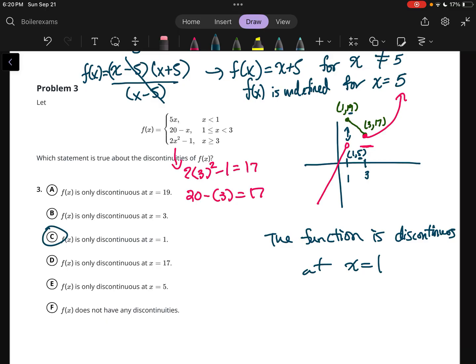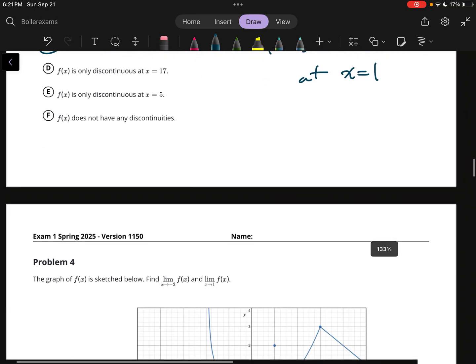And if you're having trouble with continuity, a really easy way to think about it is, can I draw my function without picking up my pencil? So if you look at our function, when you get to x equals 1, you need to pick up your pen to keep drawing the function. Okay, moving on to question 4.